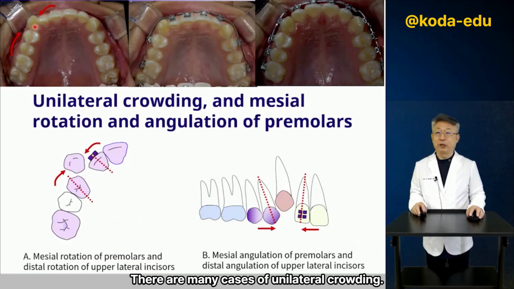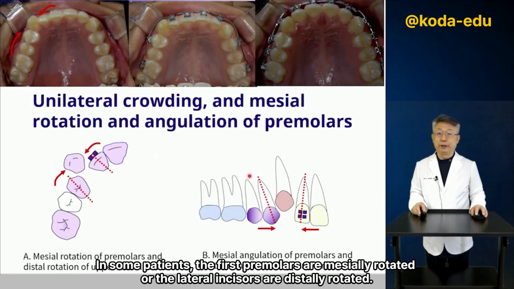There are many cases of unilateral crowding. In the intraoral photos, crowding on tooth 13 is observed. In some patients, the first premolars are mesially rotated or the lateral incisors are distally rotated.